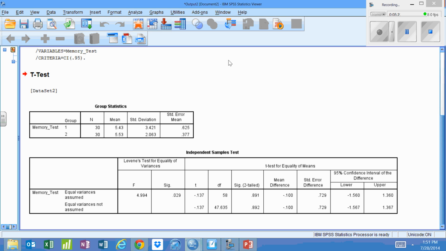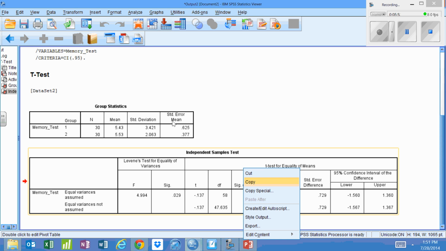If you look at this, we've got a lot of different information within these two boxes. The major things we want to look at are our T, which is our T-score, and our degrees of freedom, which is 58. So we've got a T of negative 0.137, degrees of freedom of 58, and our significance for the two-tailed test was 0.891. That's our p-value, and that's really what we want to look at.